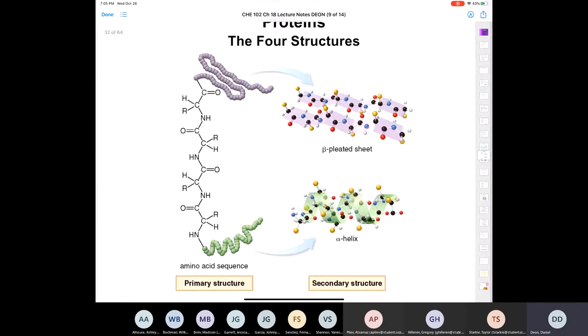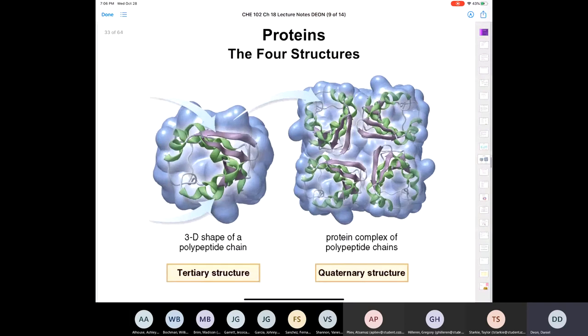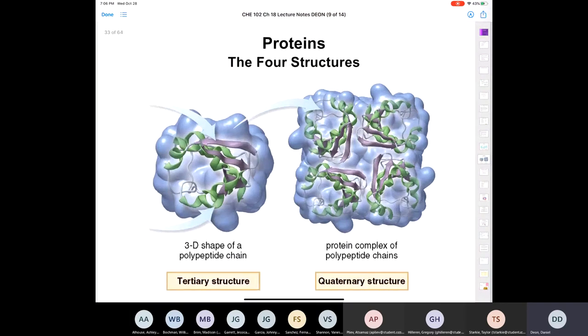Here's another example of primary structure. It's just showing how we have the amino acid sequence that gives us our primary structure. We can have an alpha helix or a beta pleated sheet. Then once we have those alpha helices and beta pleated sheets, when the protein chain folds in on itself, we get tertiary structure. And then if we have two or more, and in this case it looks like we have four of them bound together, right? What's holding them together here and here and here? The same interactions, and that's quaternary structure.